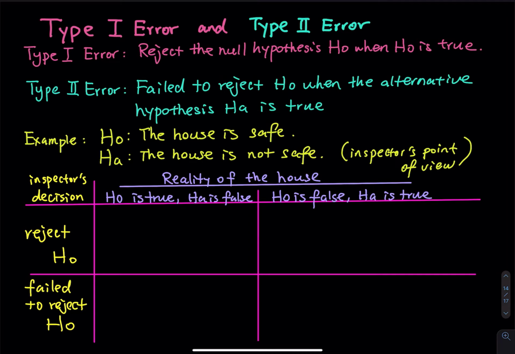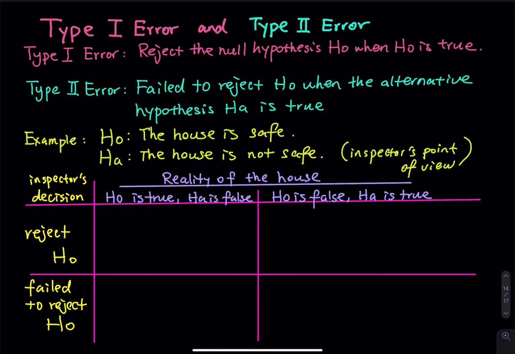So type 1 error is when H naught is true. So H naught is true. However, you reject this null hypothesis. So you have a true statement on the table. However, you just cross out this statement, and crossing out means you take this statement and throw it away. So that is a type 1 error.